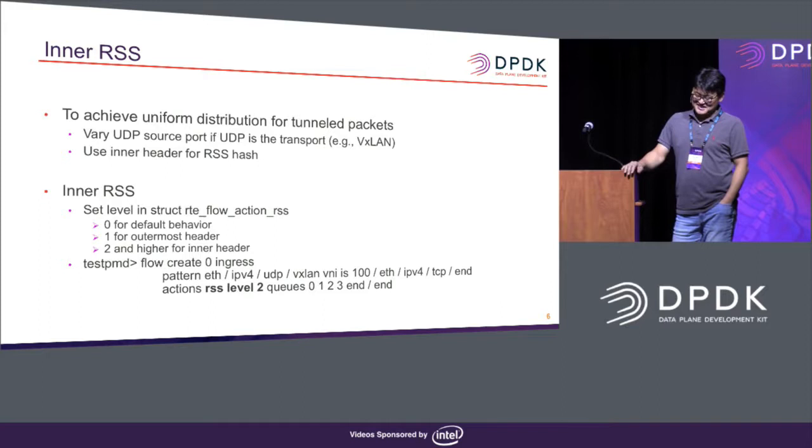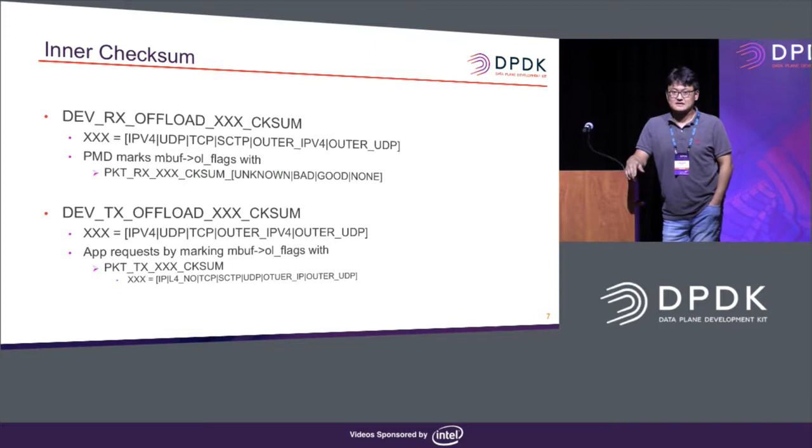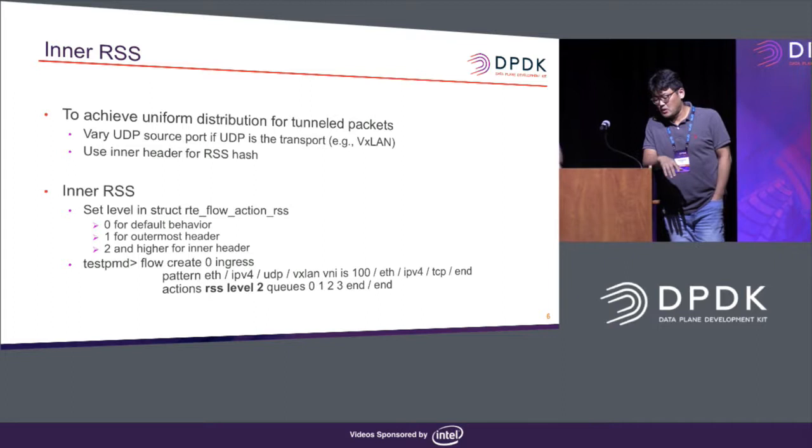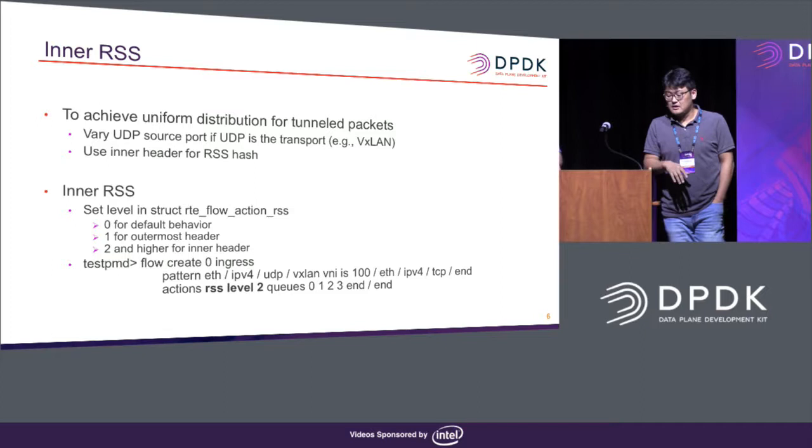Right. So in the RT flow, there's an action, RT flow RSS. And then inside that action, there's an attribute to set the level. So if you set zero, then that means it will have the default behavior. Default means the NIC has its own default mode. And if you set one, then the action will be taken according to the outermost header. And if you set two or higher, then that means the inner header.